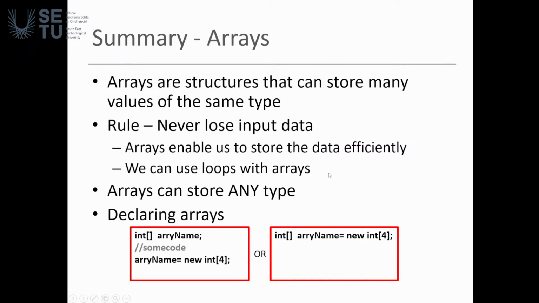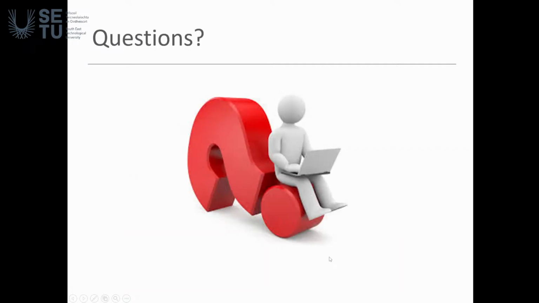So in summary, arrays are structures that can store many values of the same type. We don't want to lose data, so arrays enable us to store the data efficiently. We can use loops with arrays, and arrays can store any type. So we can either do it in 2 int square brackets the array name, and then the array name is equal to new int. So that's when we make it a certain size, or we can do it all in one. Okay, and questions.